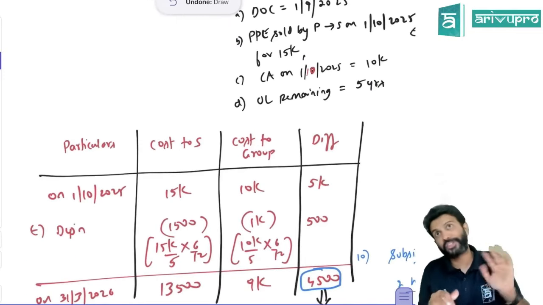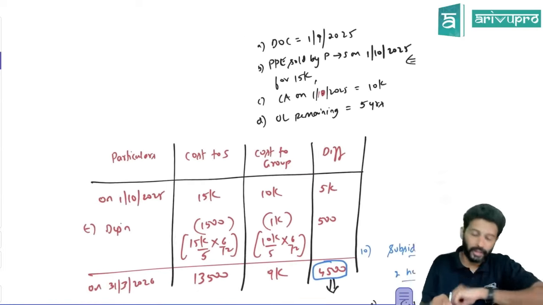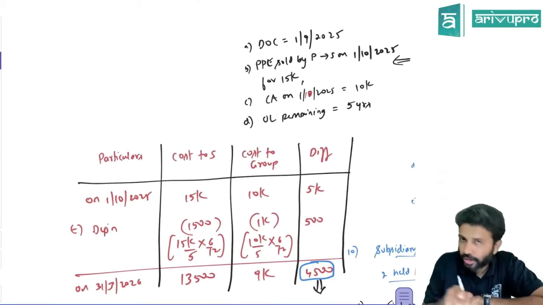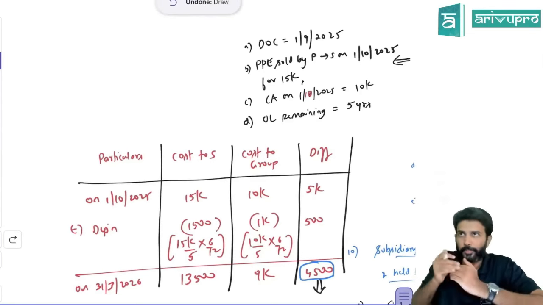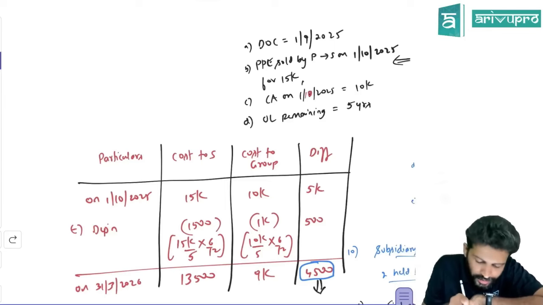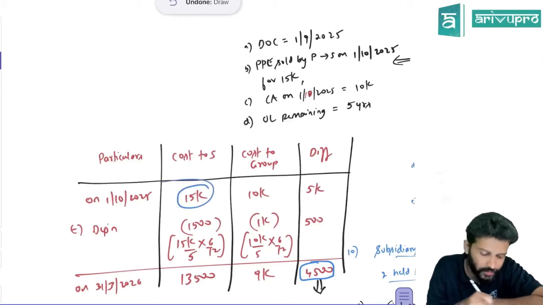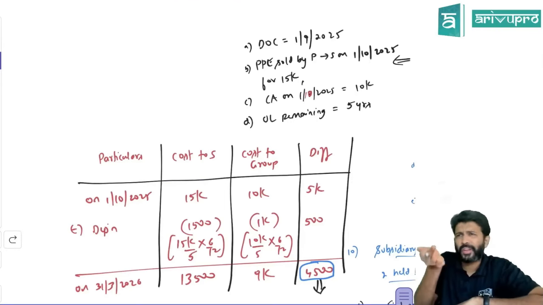Correct? So that means this 5,000 is unrealized profit, sir. No. Hang on. You can't straight away eliminate that. Why, sir? Check this. This particular data, you need to present as a working note. So the cost to S: if the parent has sold for 15,000, the subsidiary company has purchased it. So the subsidiary company's cost on 1st October, when the transaction happened, is 15,000. Correct? All right.